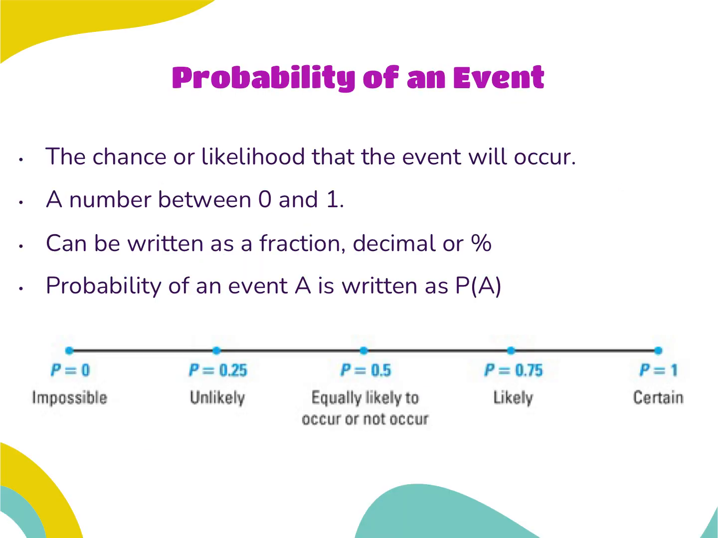All right, probability of an event. It's the chance or likelihood that the event will occur. When you're given what's the probability of an event happening, you're always looking at numbers between 0 and 1, or you could think of it as 0 to 100%. When they're asking you this, it could be written as a fraction, decimal, or a percent. Okay, keep that in mind on your homework. It could ask you for either one of those, so please pay attention to what it's asking.